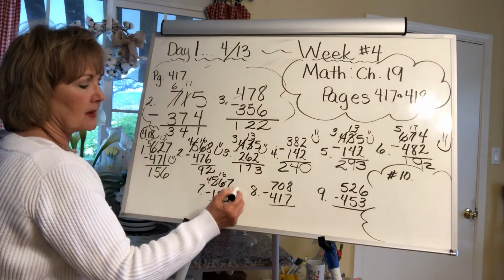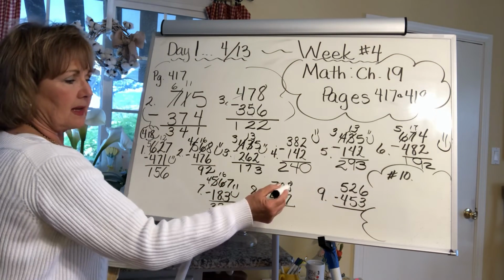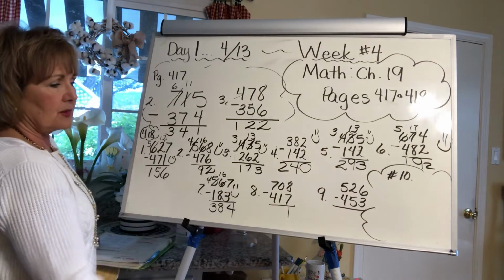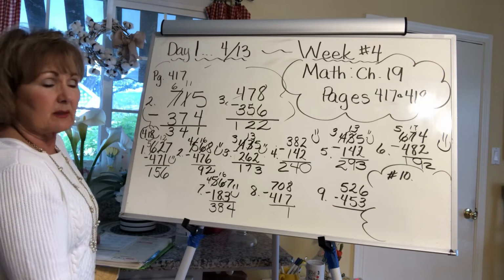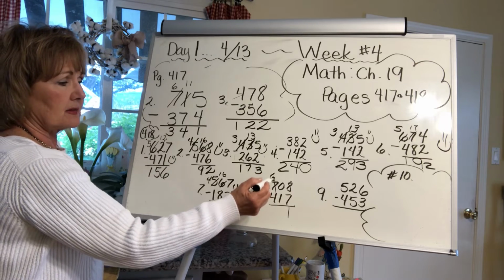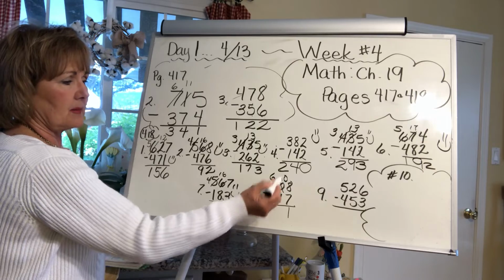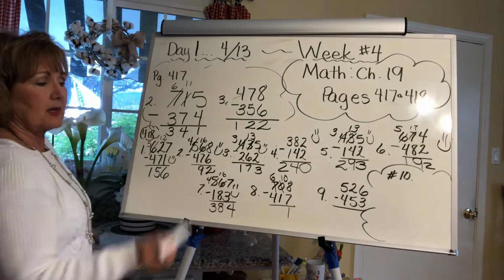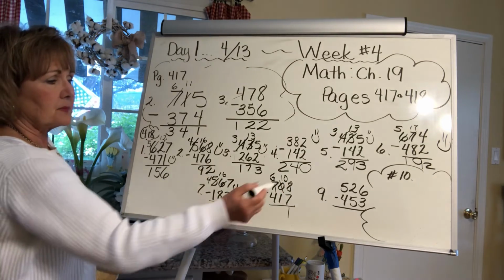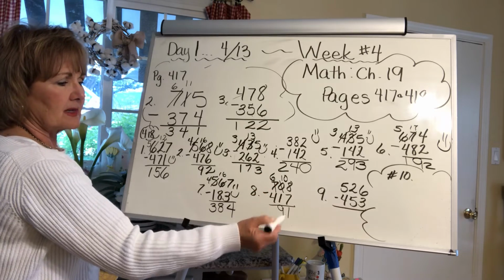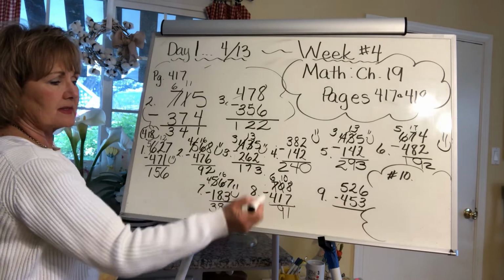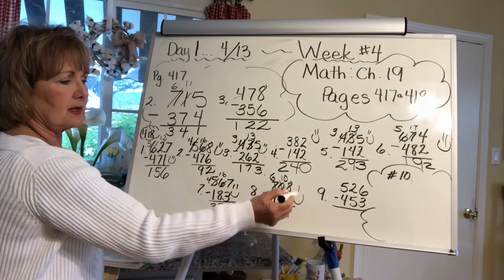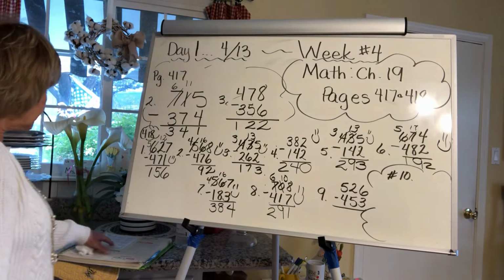Okay. Good. 8 take away 7, I did not have to regroup, but if I have nothing, can I take away 1? Absolutely not. So I go next door and I make it a 10 because I borrowed 100, 10 tenths. 10 take away 1 is 9. 4, 5, 6. 291, if you got that one right.